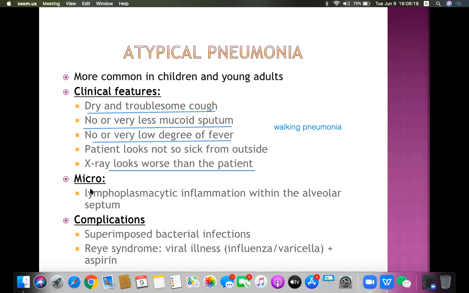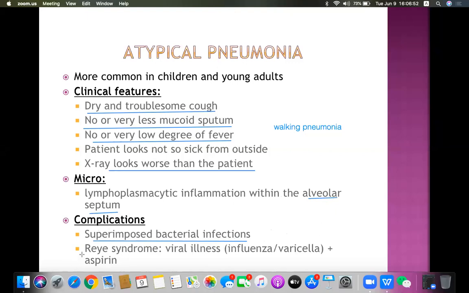Now, related to the microscopic examination, there is a deposition of lymphocytes and plasma cells within the alveolar septum. This is the alveolar septum, not inside the alveoli. This is outside the alveoli in the interstitial space. Now, some complications which can occur in atypical pneumonia are superimposed bacterial infection. It will then turn into typical bacterial pneumonia.